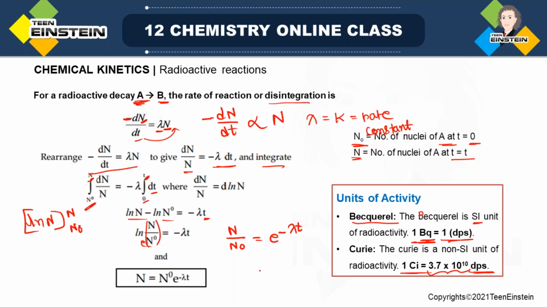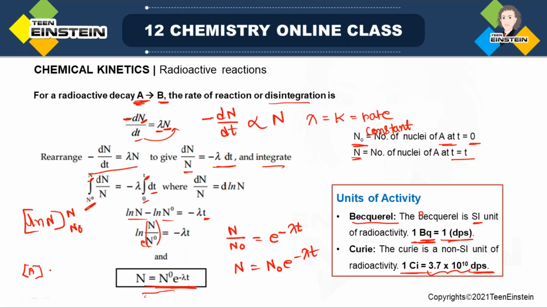Now you can shift this N naught to the right hand side, and ultimately the expression will be this. See, this is N equal to N naught e to the power minus lambda t, and this type of expression we have also seen in case of first order reaction. Remember how we have expressed it.